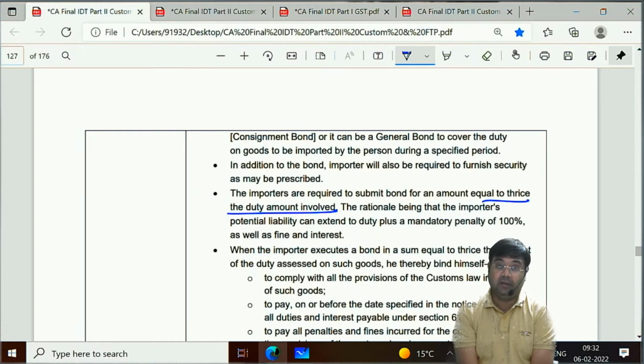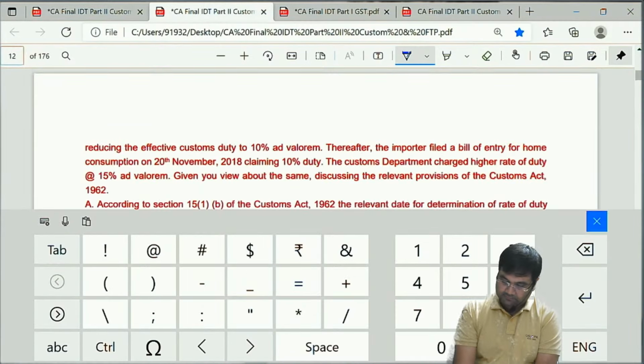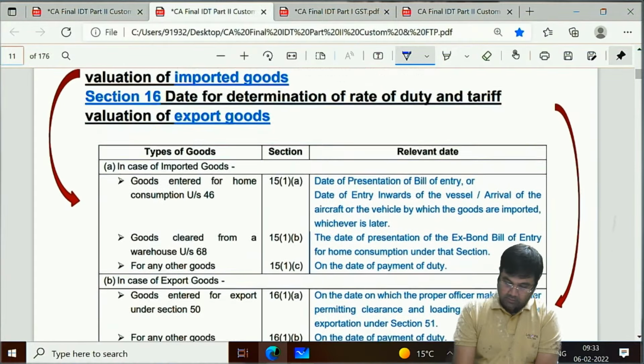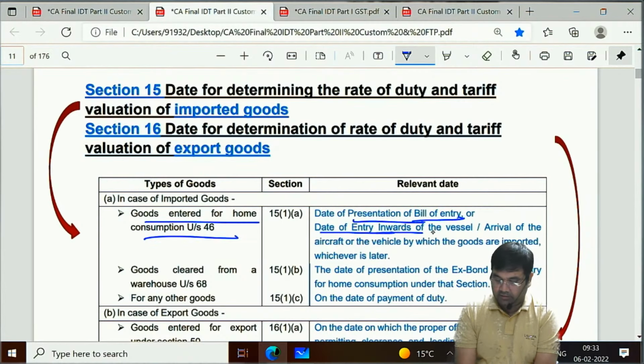Now what is the logic behind thrice? Why not only once or twice? Why thrice? Because government would like to protect its revenue more than 100%. Why? So let's go back to chapter 1, section 15. If it is for home consumption, then the date of presentation of bill of entry or date of entry inward is going to be the relevant date for determining the rate of duty and tariff valuation.